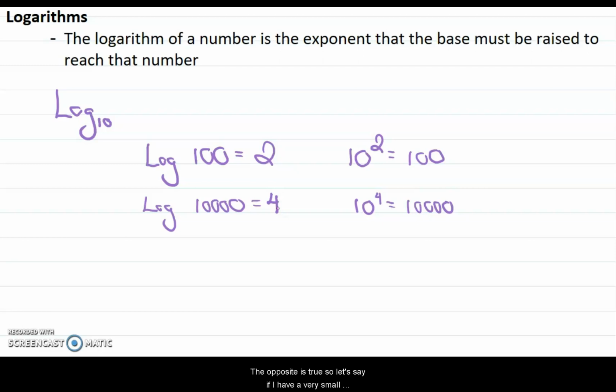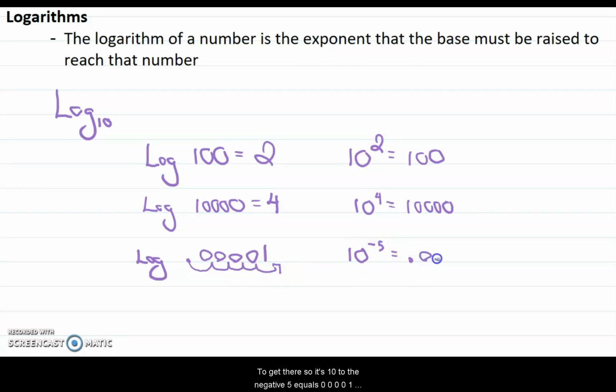The opposite is true. So let's say I have a very small number, and I want to know the log of 0.00001. All right. Well, how many decimal places do I have to move my decimal to get to the value of 1? So 1, 2, 3, 4, 5, right, to get there. So it's 10 to the negative 5 equals 0.00001. The log of that number is negative 5.